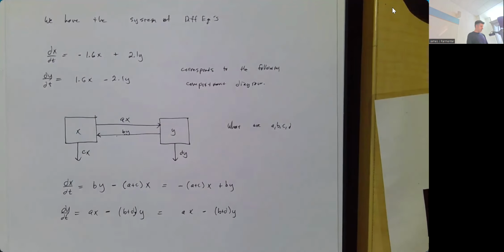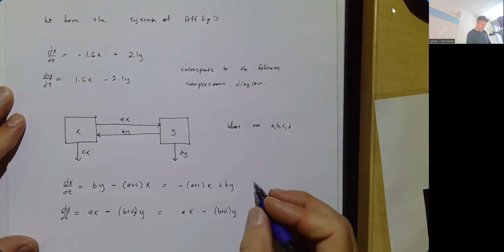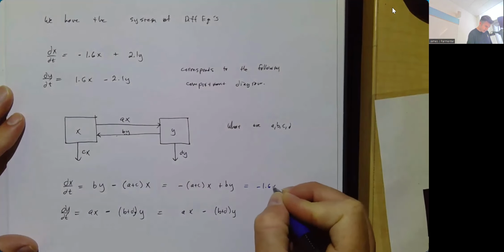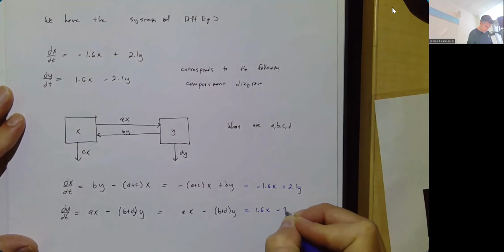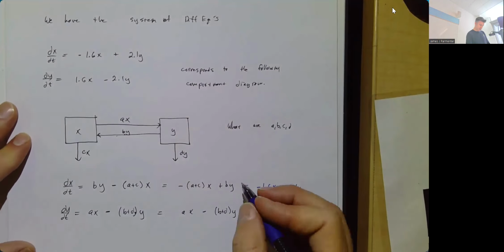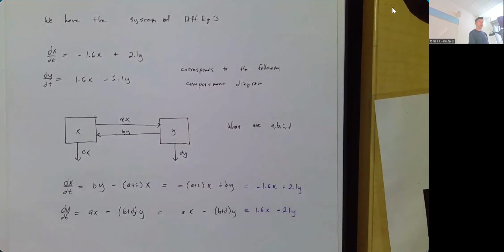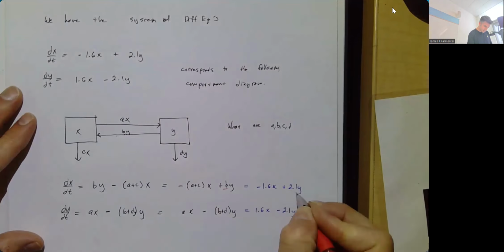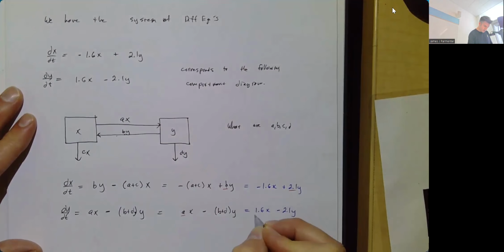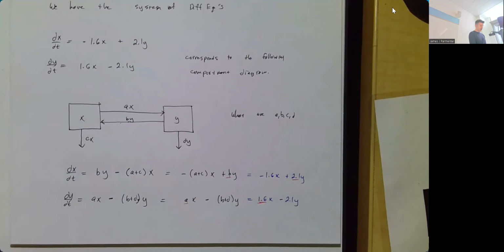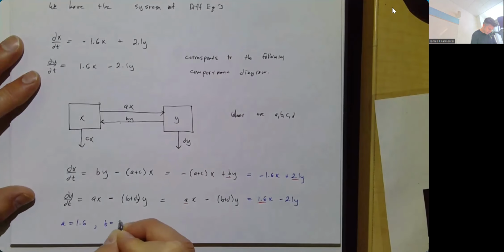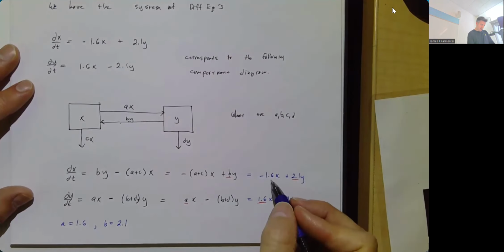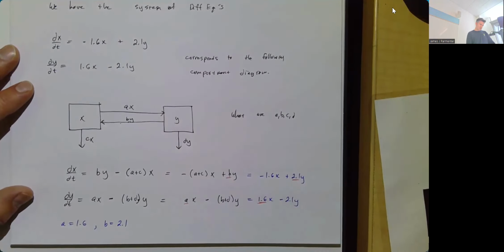And now just match things up and make the easy choices first. This is supposed to equal negative 1.6x plus 2.1y. This is supposed to equal positive 1.6x minus 2.1y. So it seems pretty clear to me that B has to equal 2.1. There is no other choice. And similarly, A has to equal 1.6. So those are the easy ones we can always get first. We know that A is going to be 1.6, B is going to be 2.1. And then A plus C has to equal 1.6.